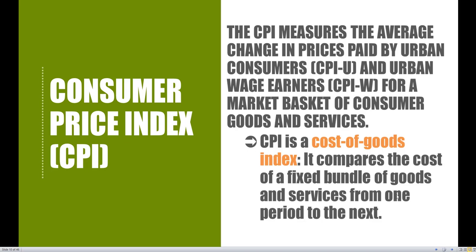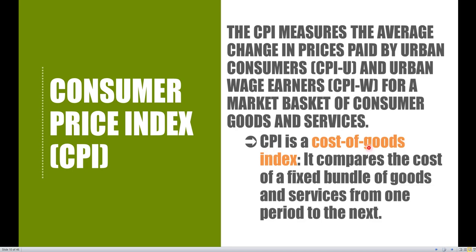Let's take a closer look at the CPI, or the Consumer Price Index. It measures the average change in prices paid by urban consumers and urban wage earners for a market basket of consumer goods and services. So the BLS basically tracks all this data, they take surveys, and they say that, hey, this is the typical market basket of goods and services that these people buy on a monthly basis. They track all the prices, if they go up, if they go down, and the CPI is exactly the index or the price level that comes out of that.